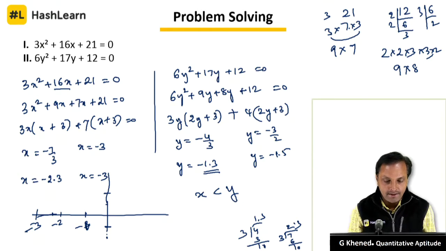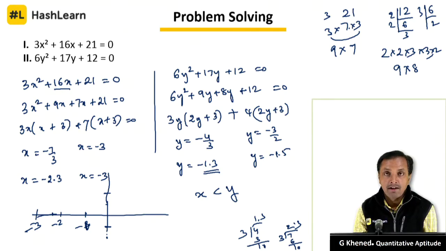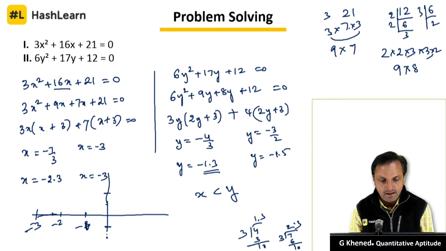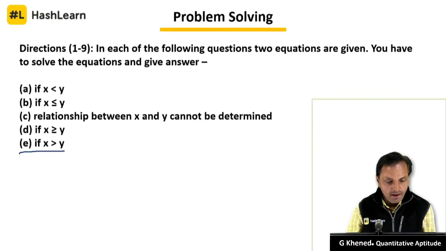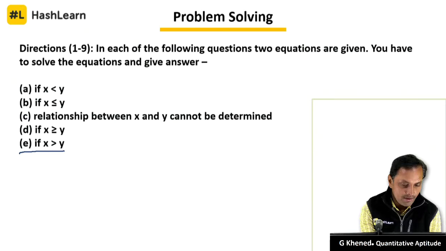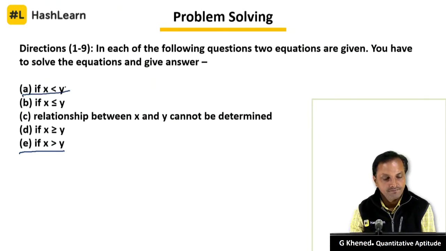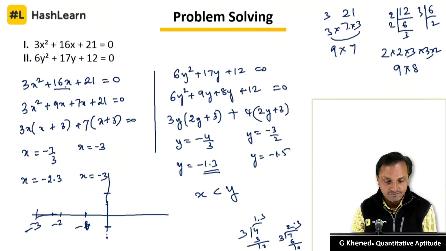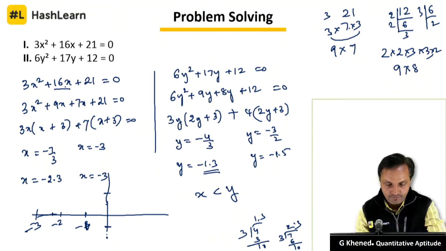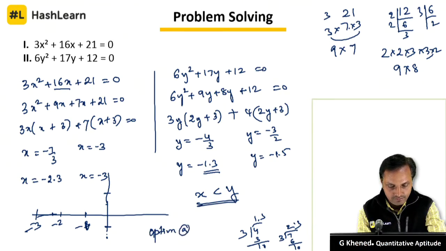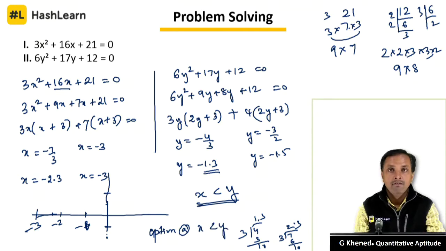So x is less than y, and you are observing there is no option where x is equal to y. The value of x is smaller than the value of y. So accordingly x is less than y is option A. Okay. Fine.